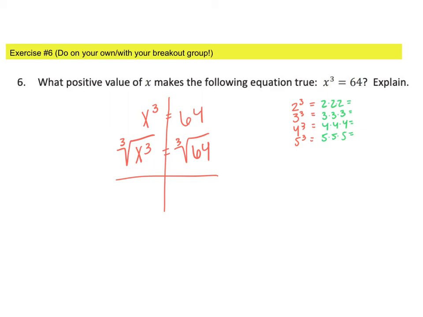All right, filling in these cubed roots over to the right side. 2 cubed is the same as 2 times 2 times 2. Well, 2 times 2 is 4, times another 2 is 8. 3 cubed, 3 times 3 is 9, times another 3 is 27. 4 cubed, 4 times 4 is 16, times another 4, 64. That's our answer right there. So what is the cubed root of 64? 4. Right, make sure you have it down, and we're going to move forward.